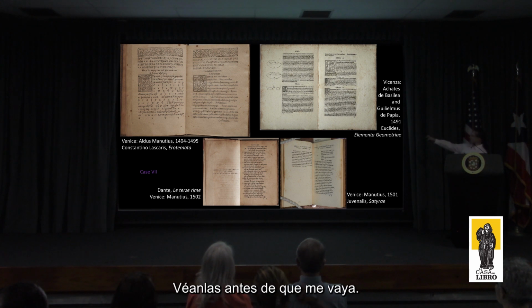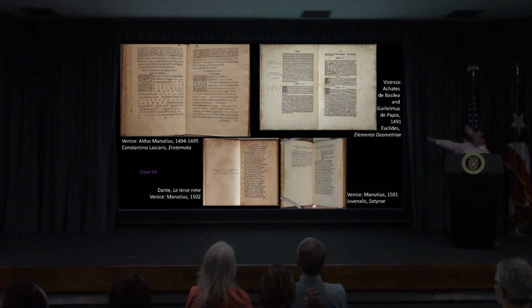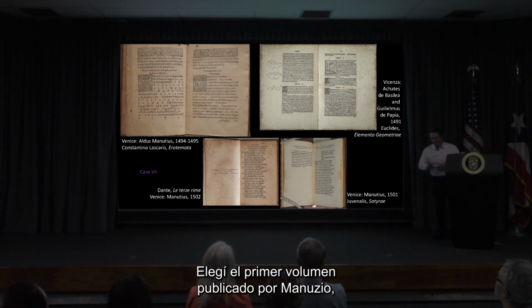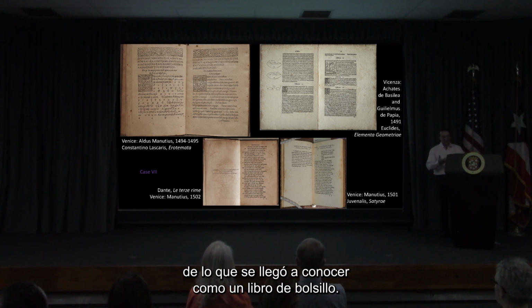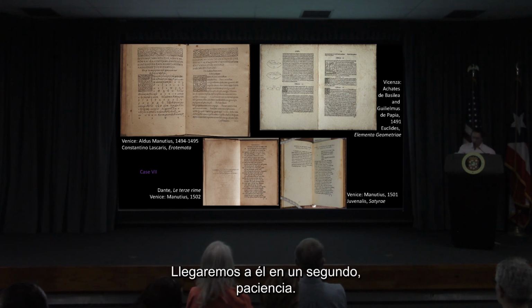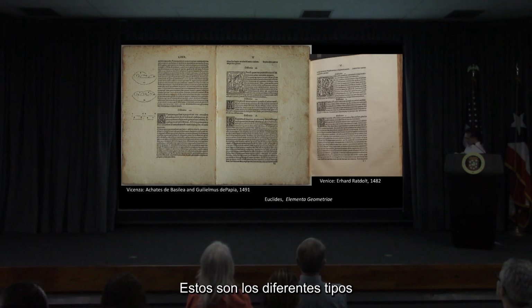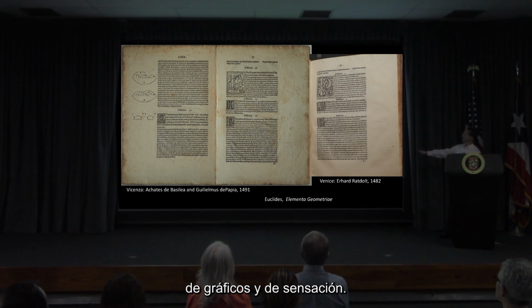But in any case, here, before I go, I've chosen the first volume published by Manuzio, and then some excellent example of what became known as the pocketbook. We'll get to it in one second. Patience, one more. So these are just the different type of graphics and field.